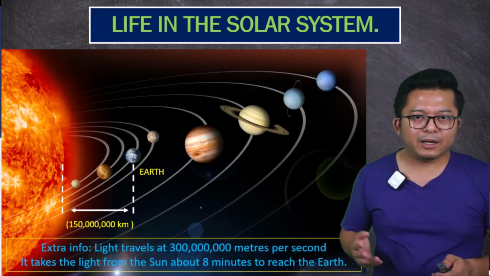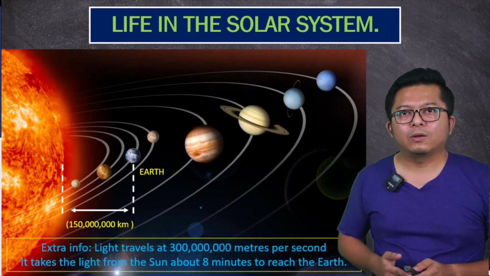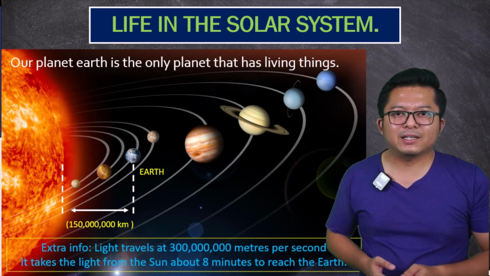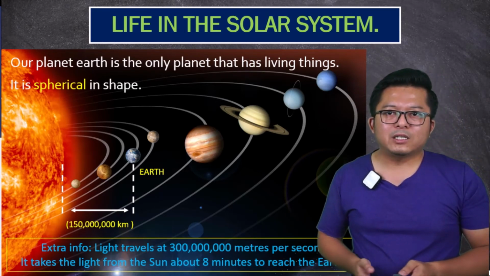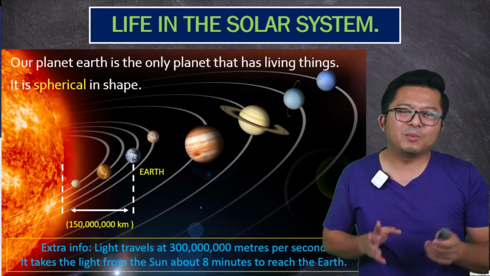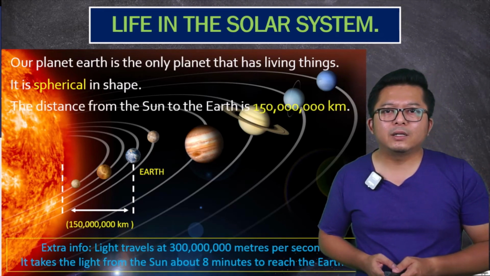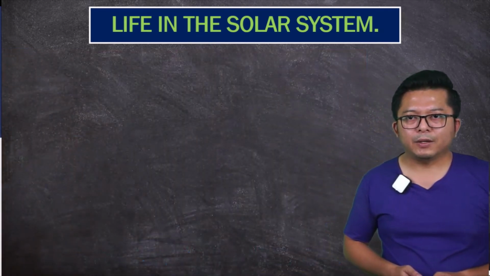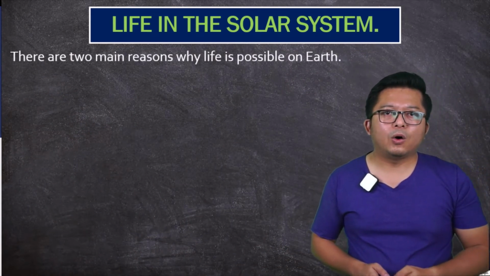Now it's always hot and light travels very fast. From the sun to Earth it only takes 8 minutes. Our planet Earth is the only planet that has living things. Others, no. Okay, it's spherical in shape. They don't really call it round, they call it spherical. It's more or less the same word. The distance between the sun and the earth is 150 million kilometers.